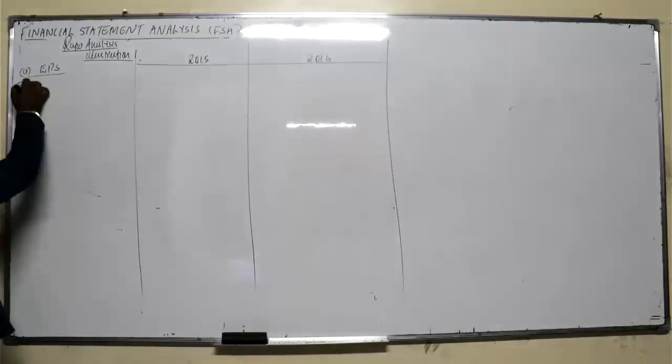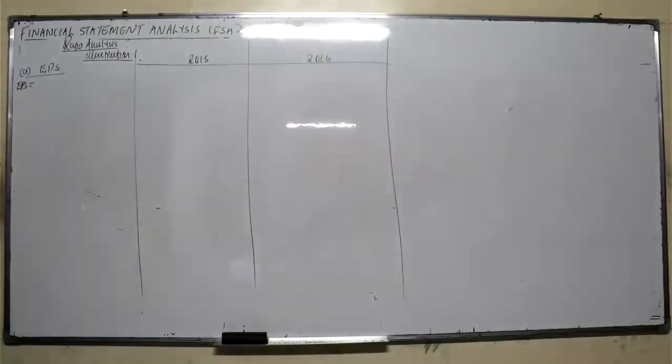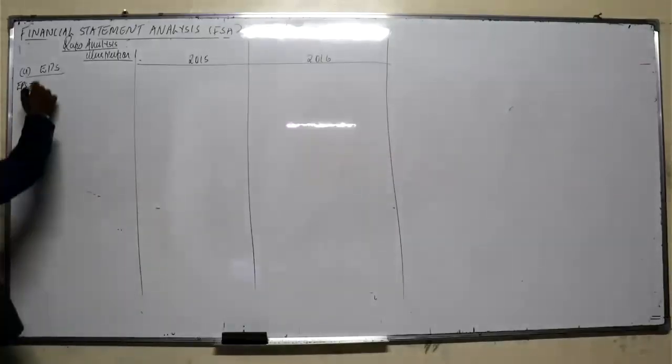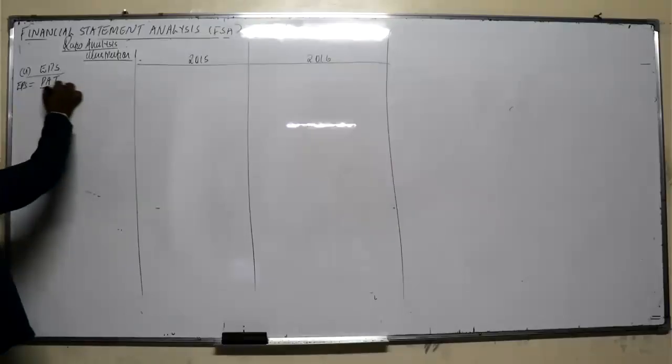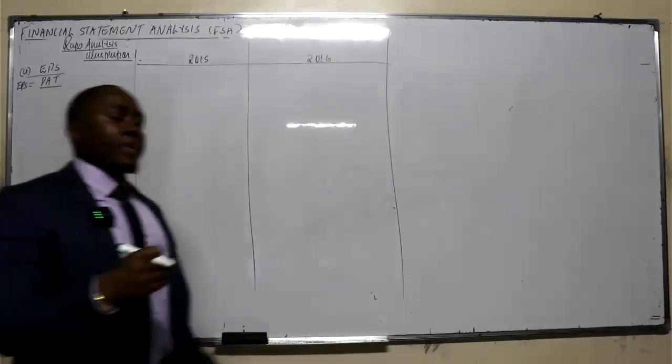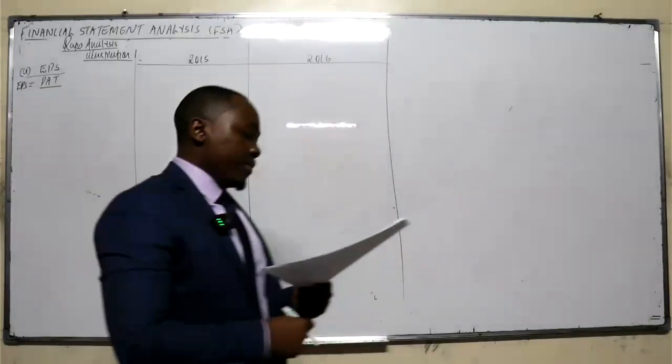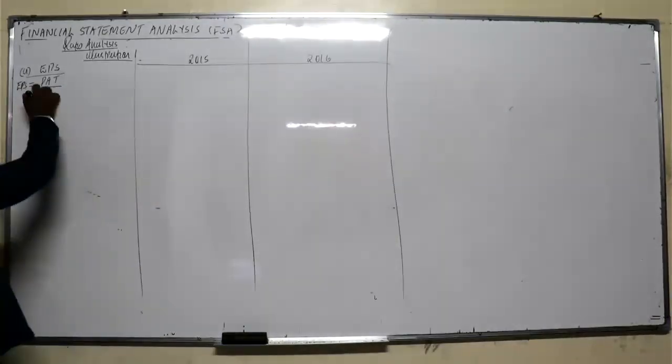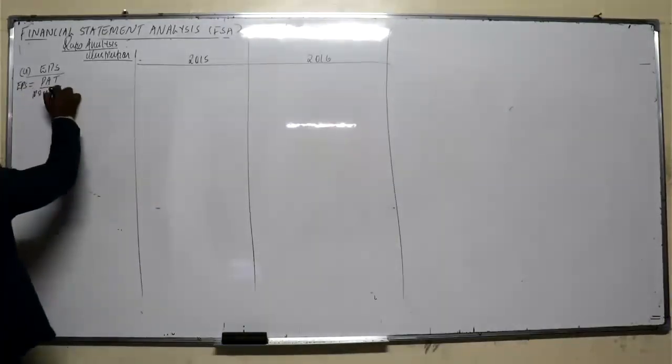To get the earnings per share, you take the total earnings attributable to ordinary shareholders, and in that case, that is the profit after tax. But in case there is any preference dividend, you deduct. But in this case, we didn't have any preference dividend. And then you divide by the number of ordinary shares.